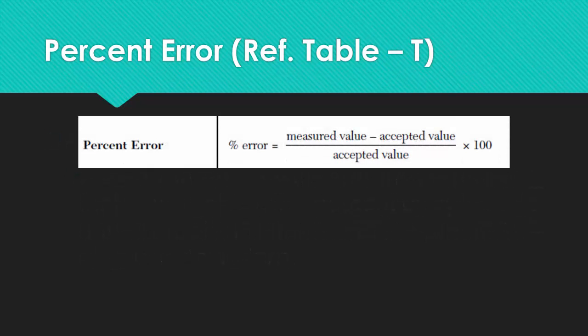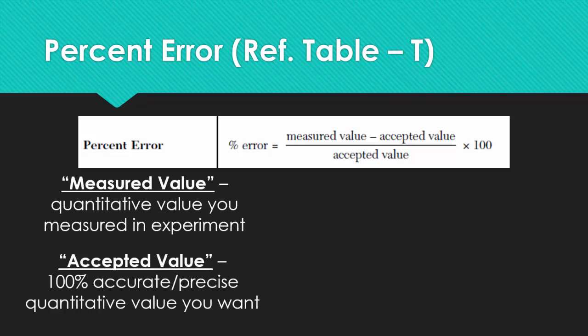So here's a formula. Percent error is equal to the measured value minus the accepted value divided by the accepted value multiplied by 100 because it's a percent. So measured value is the quantitative value you measure in an experiment. It's the one that's coming from you. Accepted value is the one that is 100% accurate, precise, and it's again a quantitative value that you want. You can get that value either from your reference table, table S, or from us.